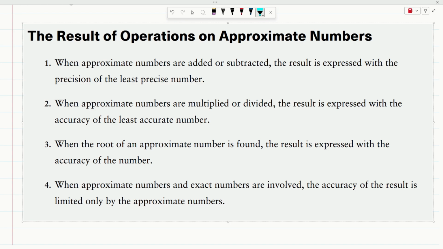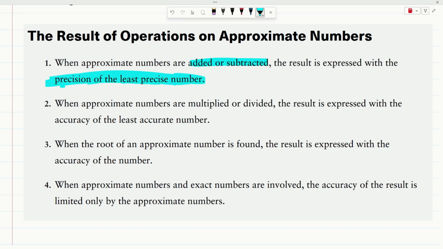When approximate numbers are added or subtracted, the result is expressed with the precision of the least precise number. When approximate numbers are multiplied or divided, the result is expressed with the accuracy of the least accurate number. Okay? When the root of an approximate number is found, the result is expressed with the accuracy of the number.